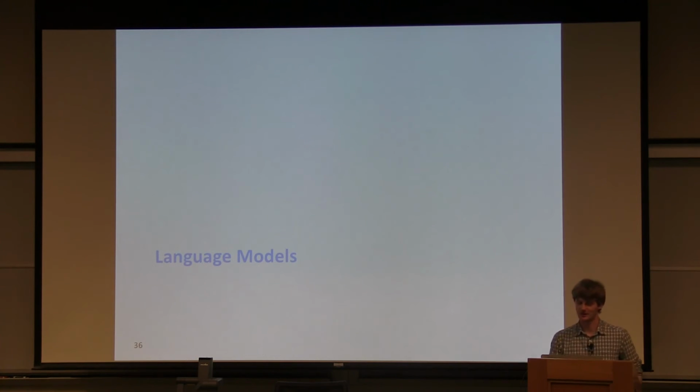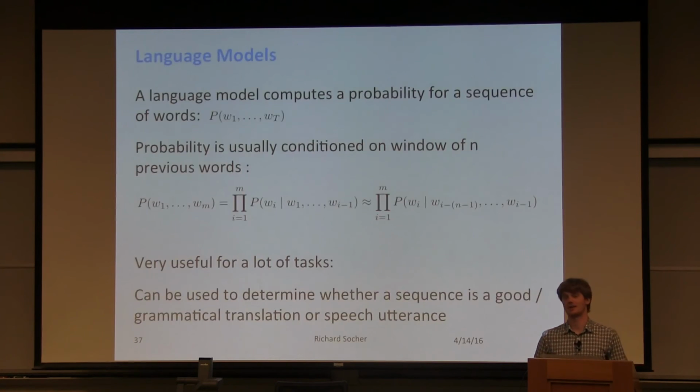So language models are a super useful basic tool in natural language processing, and it turns out they can be improved significantly with deep learning as well. On a very high level, all the language model does is it wants to compute a probability for a sequence of words. Fairly straightforward. So let's say I just want to know how likely this sequence is in the English language, for instance. That might be helpful if you have a machine translation system.